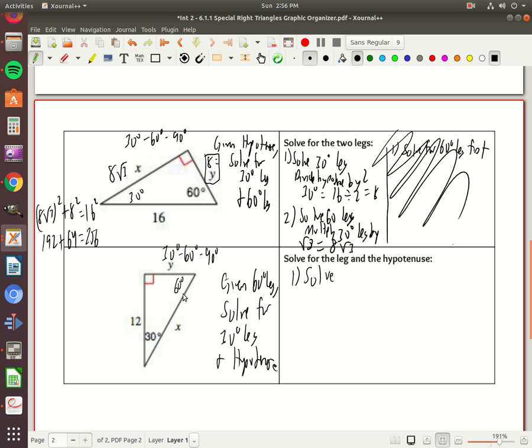Okay, so the first thing I'm going to do is solve for the 30-degree leg. And to do that, I'm going to divide the 60-degree leg by the square root of 3, right? So what I will do is I will take 12 and divide it by the square root of 3.